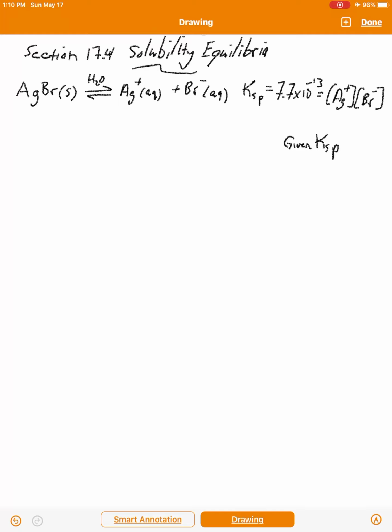Okay, so the first question we're going to look at is, given KSP, meaning we know the value of KSP, find the molar solubility for the salt. And the molar solubility is defined as the moles of the compound that dissolves into 1 liter of solution. So if I have 1 liter of solution, how many moles of silver bromide would dissolve into that 1 liter? Okay? That's called the molar solubility.